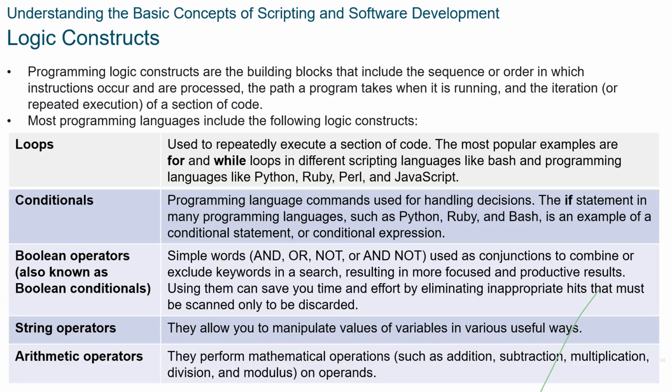Then there are conditionals, which are usually used for handling decisions, right? So you have if, then, or else. They have the Boolean operators, which are more or less simple words used as conjunctions, and they sometimes focus on and, or, not, and not, or not. Then there are strings, usually used to manipulate variables in various useful ways. Arithmetic operators perform mathematical operations like addition, subtraction, and the rest of them.